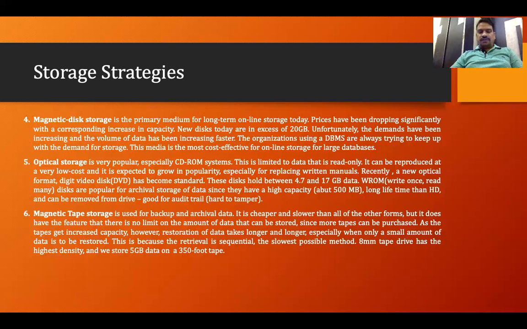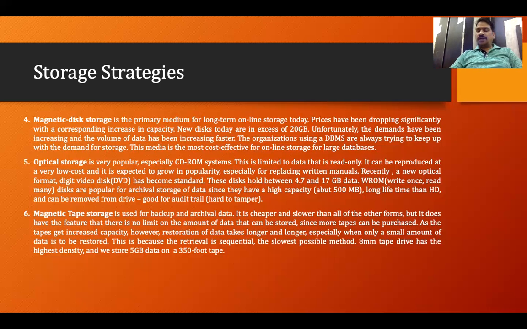So why are we learning it? We are learning it because it is highly reliable, and today also many companies store their historical data, their old data, on magnetic tape because it is highly reliable. The data on the magnetic tape will be available for a longer period of time. That's why the magnetic tape is very useful for storing historical data.